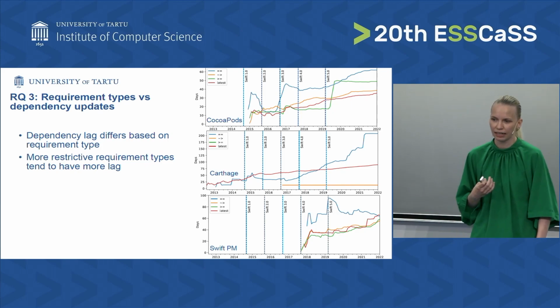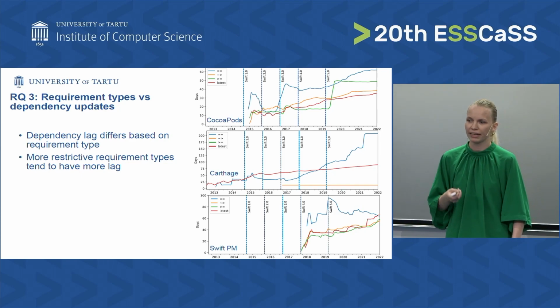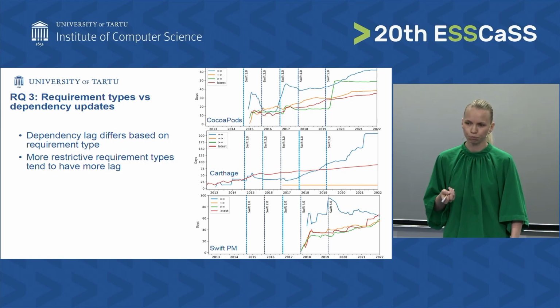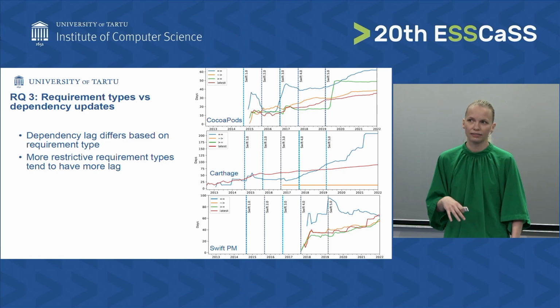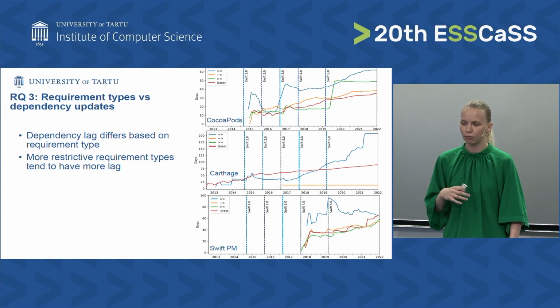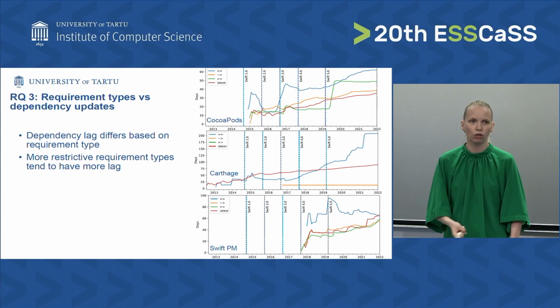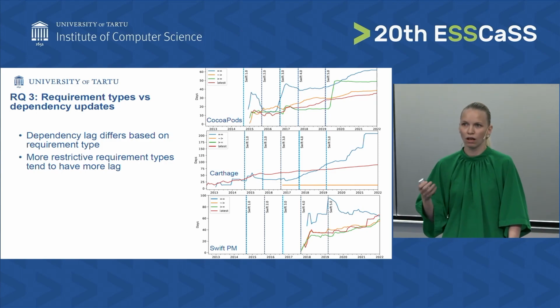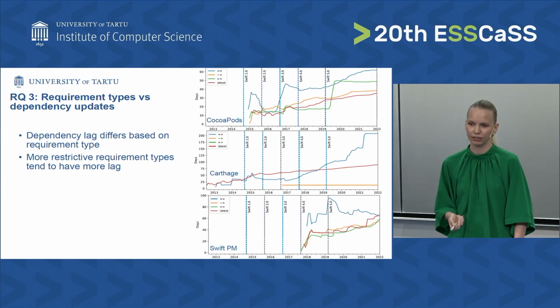But what was interesting is that when we compare the different package managers, the average dependency lag was very different between them. The average dependency lag was a lot smaller for Carthage than for CocoaPods, for example, even though most Carthage users used more restrictive dependency types. One of the reasons for that might be that the developers using Carthage maybe want to have more control over how they are including these libraries.